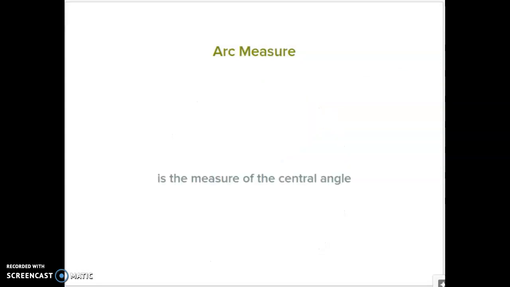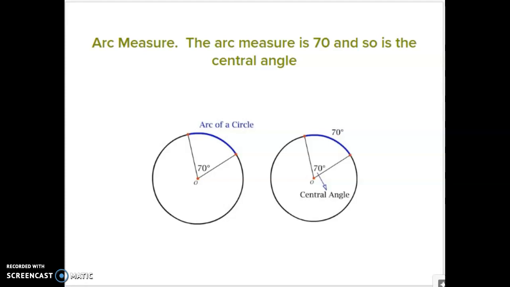Last, we're talking arc measure. Arc measure is the measure of the central angle. So if I know that the central angle is 70 degrees, then I know the arc is also 70 degrees. So if this central angle is 70, the arc is 70 degrees. They share that same measure. So the arc measure is equal to the central angle measure, and vice versa.